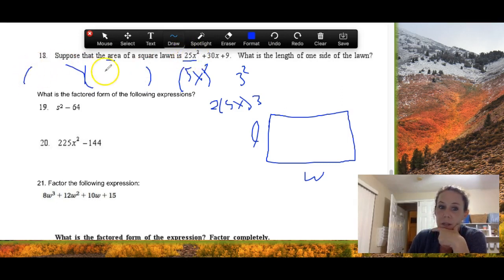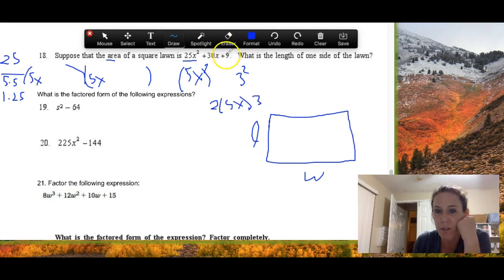This term goes here and here, so I'm going to pick 5x and 5x. The factors of 25 are 5 and 5, right? Factors of 25, they're 5 times 5 or 1 and 25. Those are our only choices, okay? And what are the factors of 9? The factors of 9 are 3 and 3 or 1 and 9, okay? So I'm going to pick the 5x, 5x, and I'm going to pick the 3 and 3.